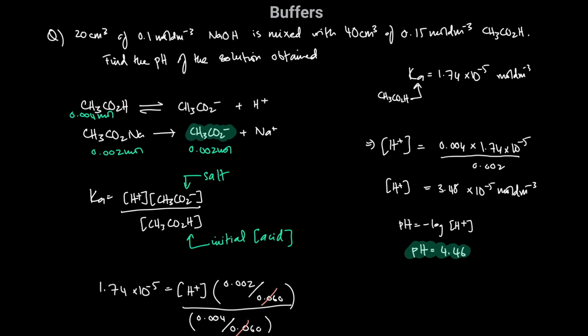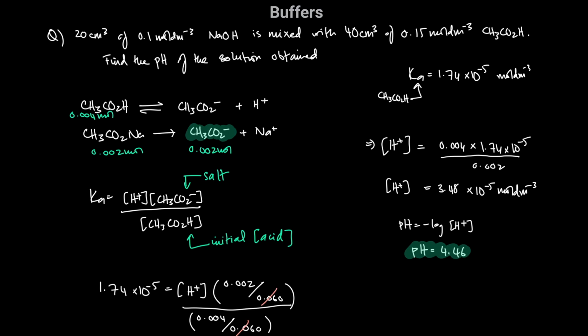So now the question is, how does this buffer solution resist changes in pH? In other words, how does this resist changes in pH when small amounts of acid or alkali are added to it? Why is its pH not affected too much when small amounts of acids or alkali are added to it?